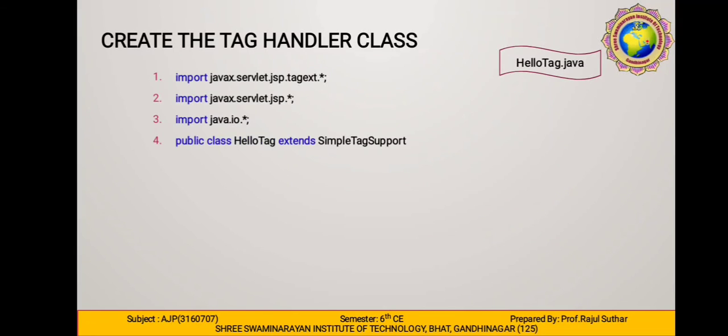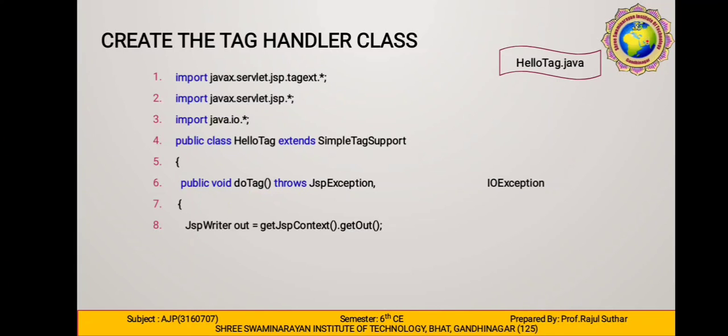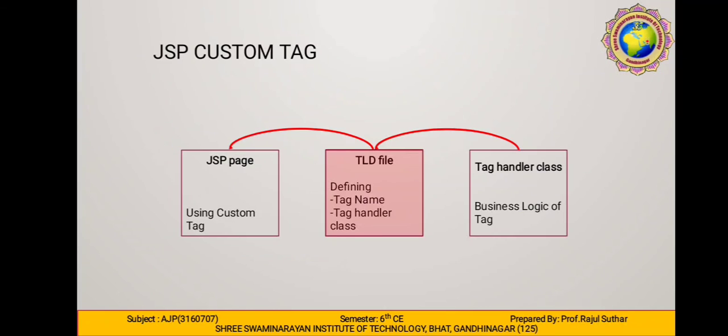For that you require this type of code: import javax.servlet.jsp.*; import javax.servlet.jsp.tagext.*; import java.io.*; public class HelloTag extends SimpleTagSupport { public void doTag() throws JspException, IOException { JspWriter out = getJspContext().getOut(); out.println("Hello Custom Tag"); } }. So this is our custom tag.